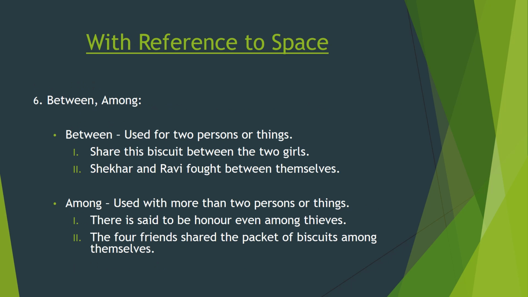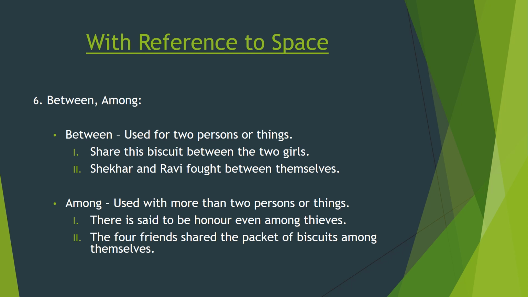Now, use of the prepositions between and among. Between is used for two persons, two things, two nouns or two subjects. Like, share this biscuit between the two girls. Shekhar and Ravi fought between themselves. Whereas among is used with more than two persons or things. More than two means it can be 3, it can be 10, 100, 1000, going to any extent. Example, there is said to be honor even among thieves.